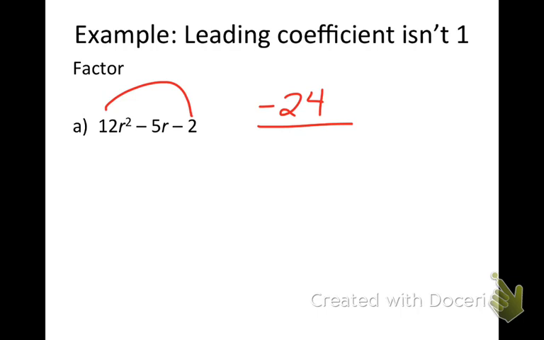Now think about it. Negative 8 and positive 3, right? So negative 8 plus 3 gets us to negative 5. Now, this is incorrect. Don't put this in your notes. What students will do is say, oh, I'll just do r minus 8, r plus 3. Well, does that make any sense? Does r times r get you to 12r squared? No. That's not a correct answer. It's not that easy. So don't do that.